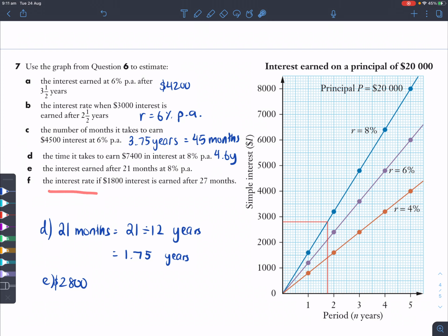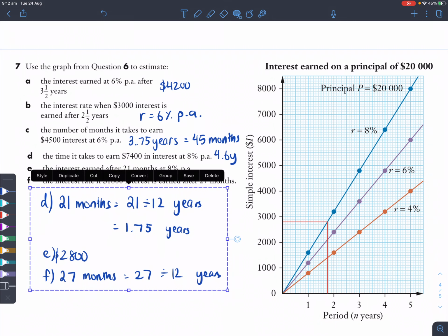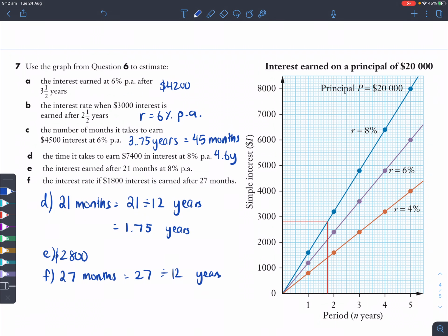Let's have a go at F. The interest rate if $1,800 interest is earned after 27 months. Again, if I divide 27 months by 12, that would get me 2.25 years, so 2 1/4 of a year. So 2.25 years, and $1,800 interest.